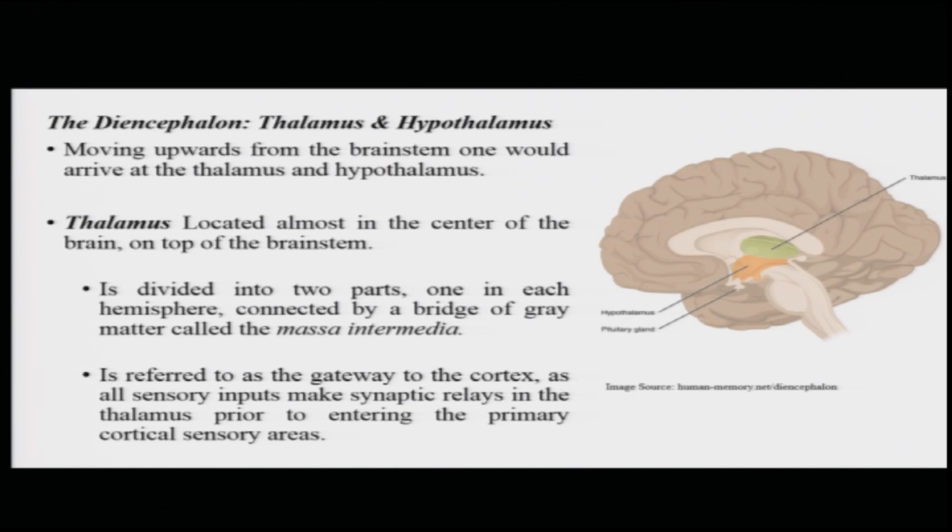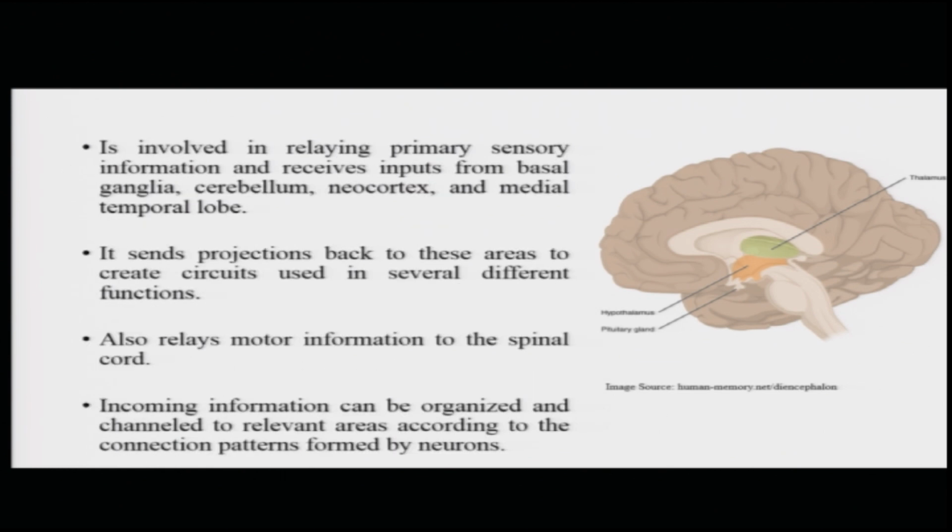Inside this you will find the thalamus. The thalamus is referred to as the gateway to the cortex. Everything that is coming from the peripheral nervous system to the spinal cord, to the brainstem, through the medulla, etc., is projected to the thalamus, and from the thalamus all the projections go to all the other parts of the cerebral cortex or the brain. Okay. So, it is referred to as the gateway to the cortex, as all sensory inputs make synaptic relays in the thalamus prior to entering the primary cortical sensory areas.